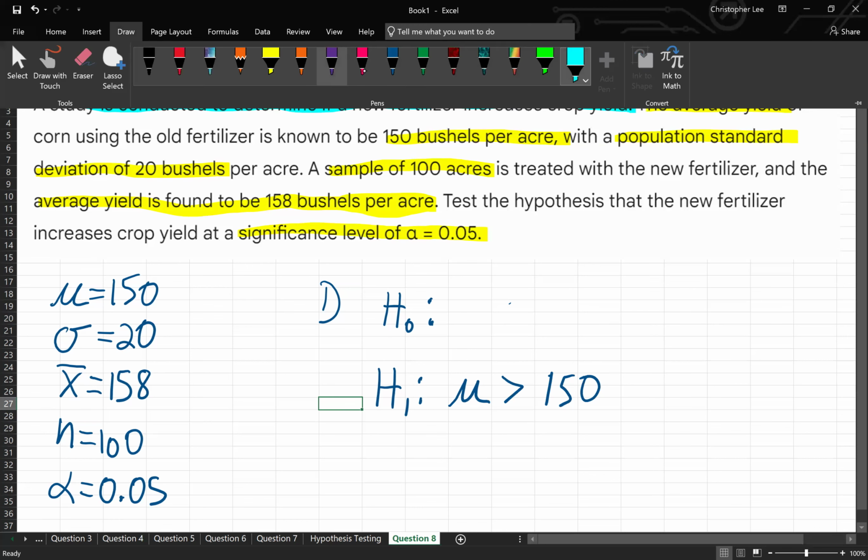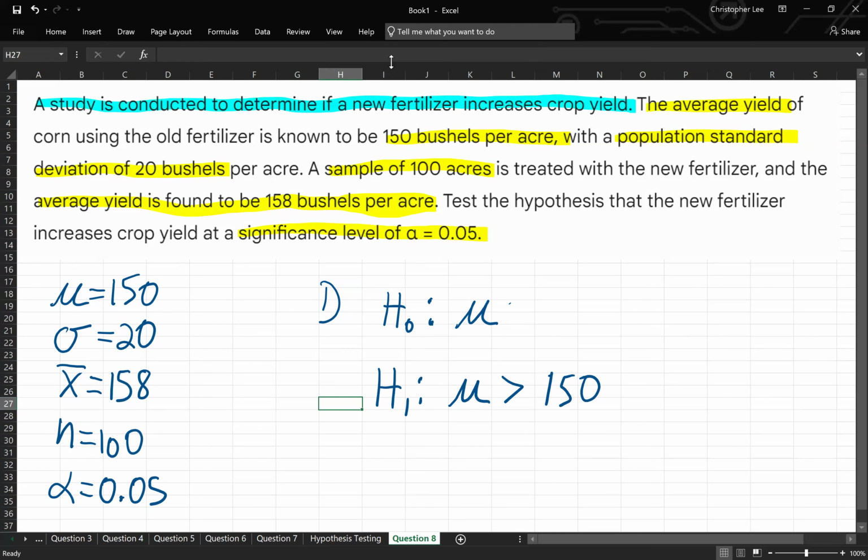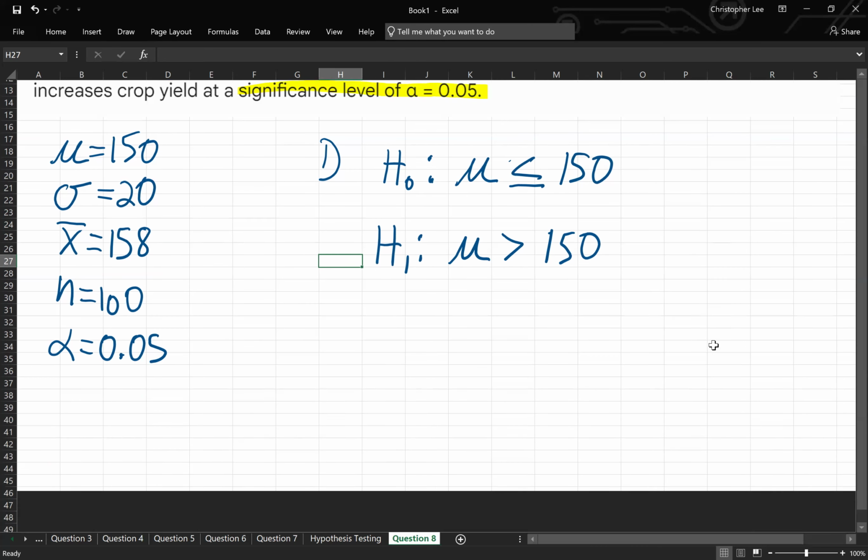So if that's the alternative hypothesis, what's your null hypothesis? Mu is less than or equal to 150. So remember, the null hypothesis is the opposite of the alternative hypothesis, but with equal to. Right? Okay, that's step 1.